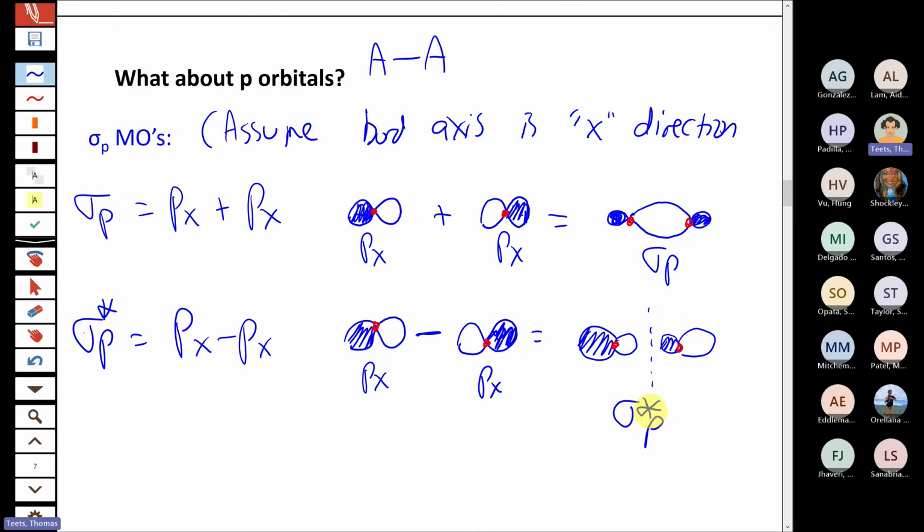Now that's pretty much in line with what we saw with 1s orbitals. Again, the shapes are a little more complicated because the shapes of the atomic orbitals are more complicated, but it's the same story. Head-to-head overlap, in phase makes a sigma orbital, out of phase makes a sigma star orbital.